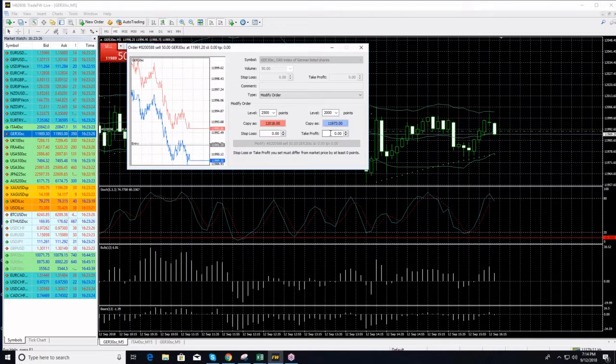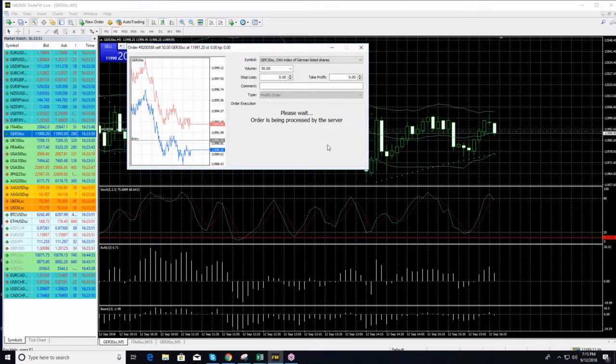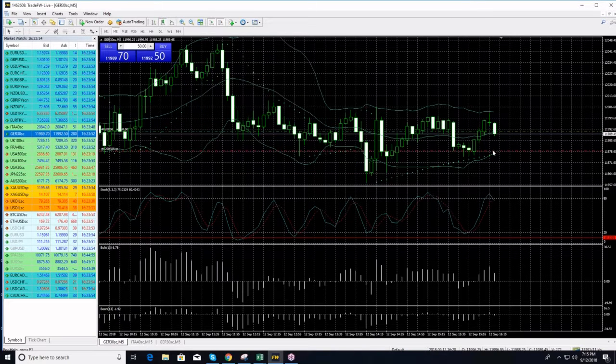I will put my take profit here on this trade at 11,973. No, I will not put it on 73. I will put it on 79. There we go. This is the level I want to reach, and it's a profit of $1,200.